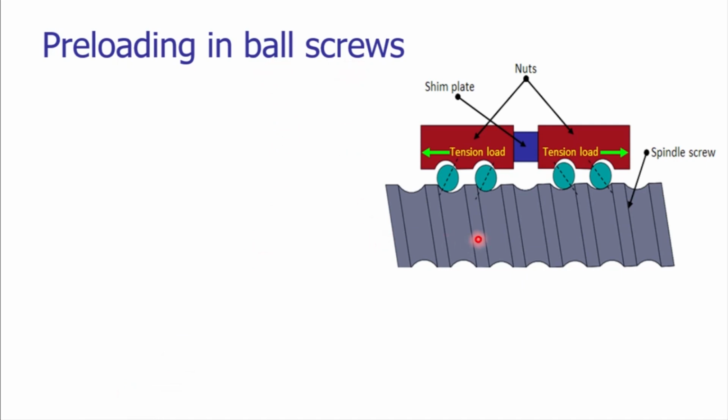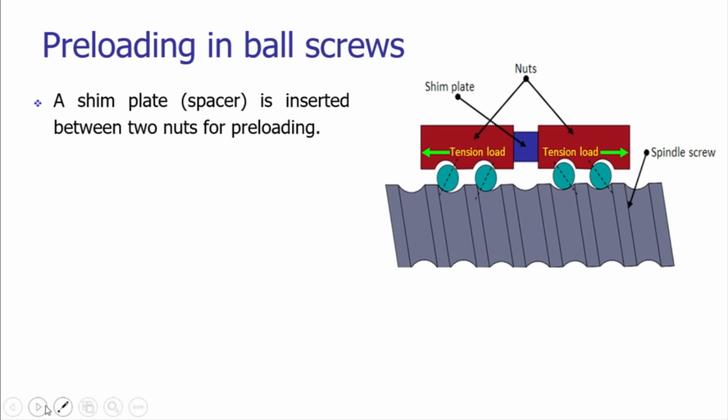We are applying tension to the ball screws, and we are ensuring that there is a continuous contact of the balls with the screws and the nuts. So for this purpose, a shim plate, it is nothing but a spacer, is inserted between two nuts. We are using two different nuts and we are putting a shim plate. This shim plate is applying the tension on the nuts, and that nuts are applying the tension on the balls.